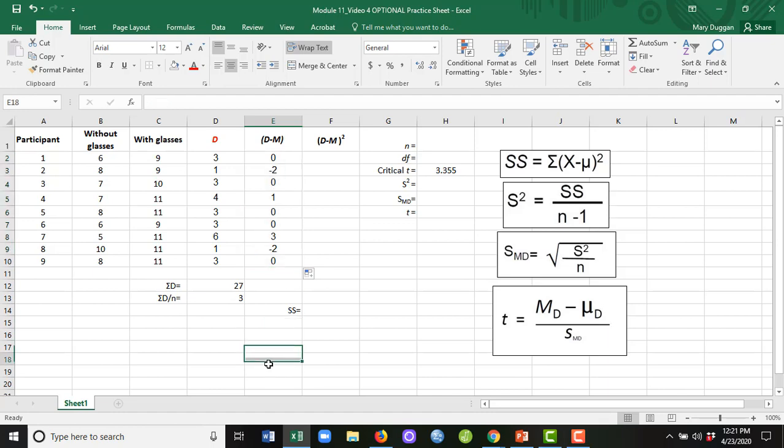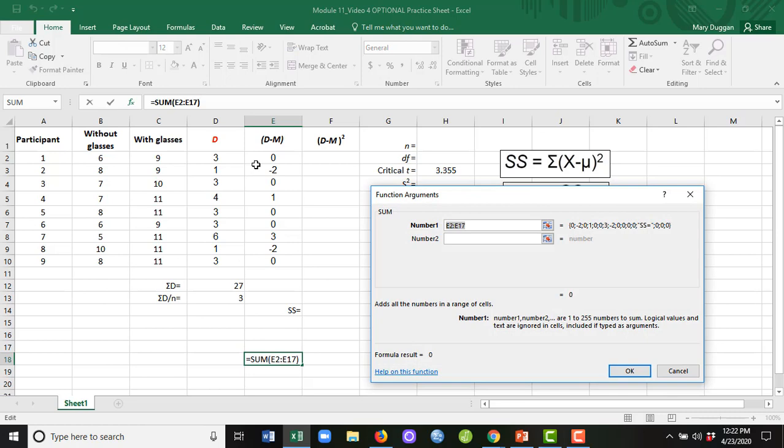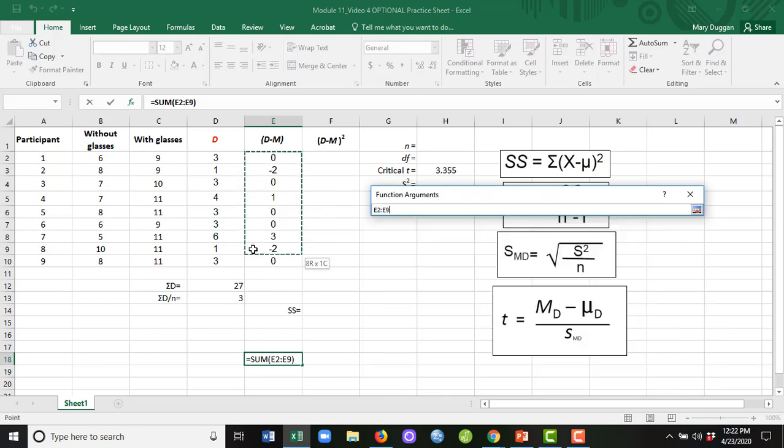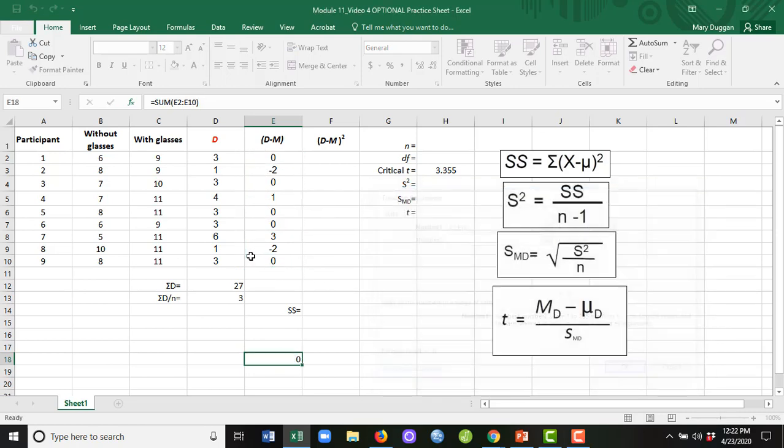Now as a reminder, I'm going to come down here and check to see if all of my deviation scores equal 0. And they do. So I'm good. I'm in good shape. I did it right.